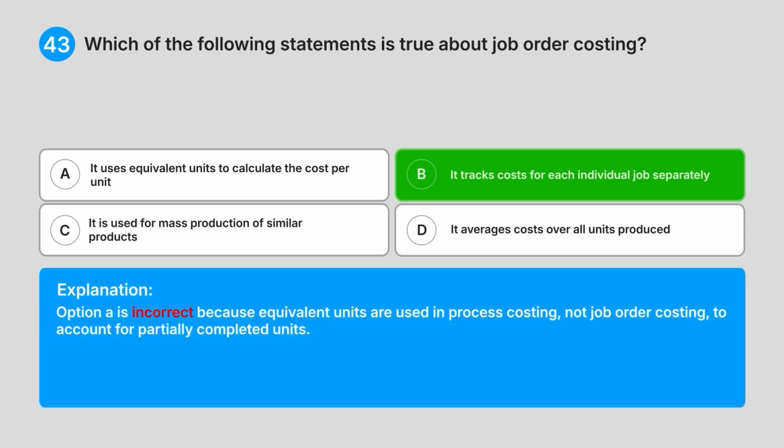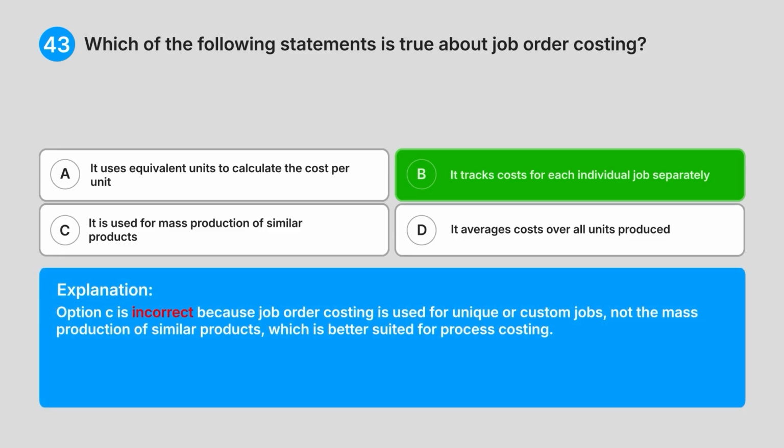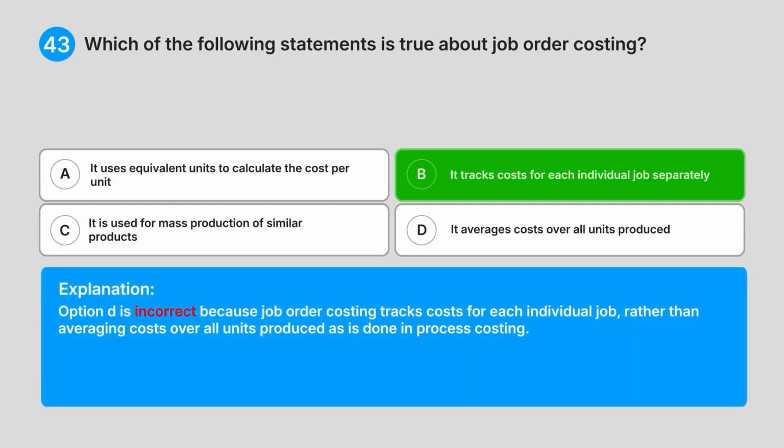Option A is incorrect because equivalent units are used in process costing, not job order costing, to account for partially completed units. Option C is incorrect because job order costing is used for unique or custom jobs, not the mass production of similar products, which is better suited for process costing. Option D is incorrect because job order costing tracks costs for each individual job, rather than averaging costs over all units produced, as is done in process costing.